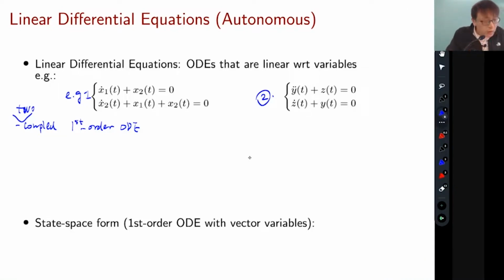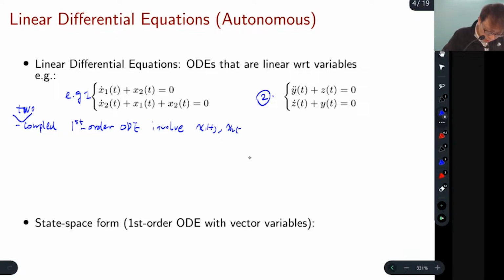This one involves two differential variables, x1 of t and x2 of t. What do I mean by solving the differential equation? You need to solve for these two functions of time that satisfy the differential equation at any given time. That means you solve it. For advanced study, for modeling and control, even for robotics, oftentimes we want to put this into a more standard form, in vector form.